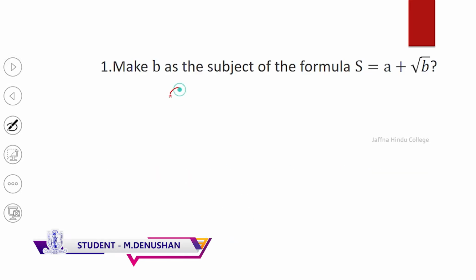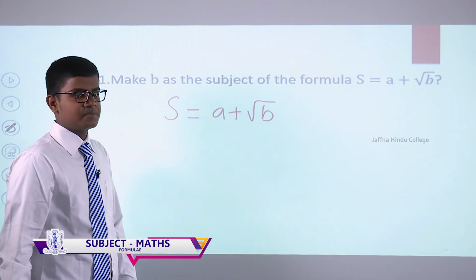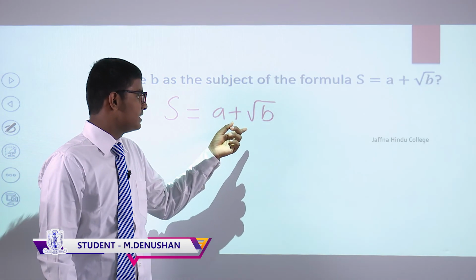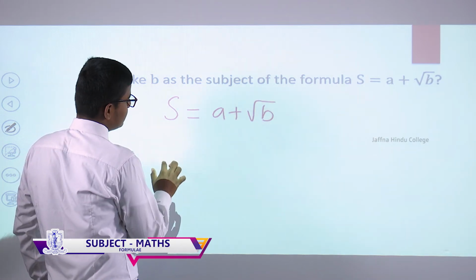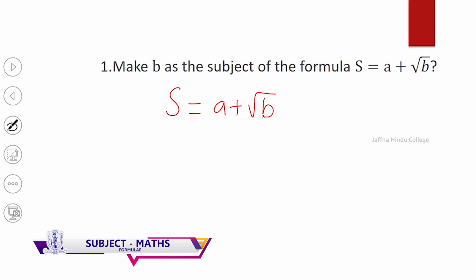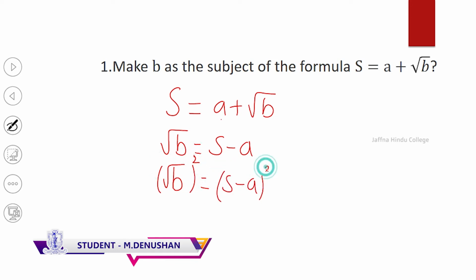In the formula s is equal to a plus root b, we have to make b the subject of the formula, but b is inside the root. First we have to make root b the subject of the formula. For that purpose, we have to subtract a from both sides. By simplifying, we obtain that root b is equal to s minus a. Then we have to square both sides to remove the root symbol on the left hand side of the equation. By simplifying, we obtain the answer b is equal to (s minus a) squared.